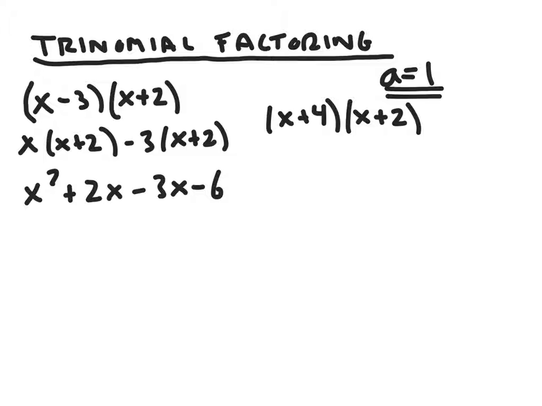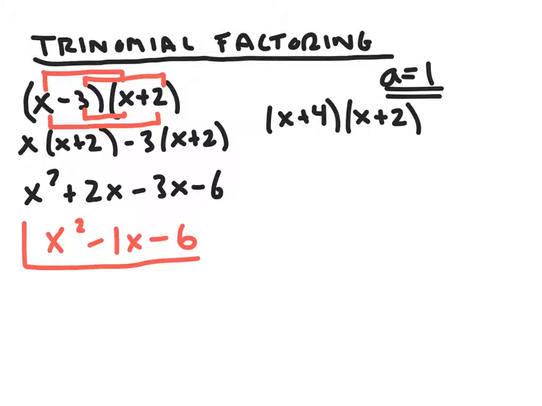Some teachers call this FOIL, which is first, inner, outer, and last. In other words, everything gets multiplied in the process. So this simplifies to x squared minus 1x minus 6. Here's our trinomial. So if we started with this, the question is, how do I work backwards to get the factors?